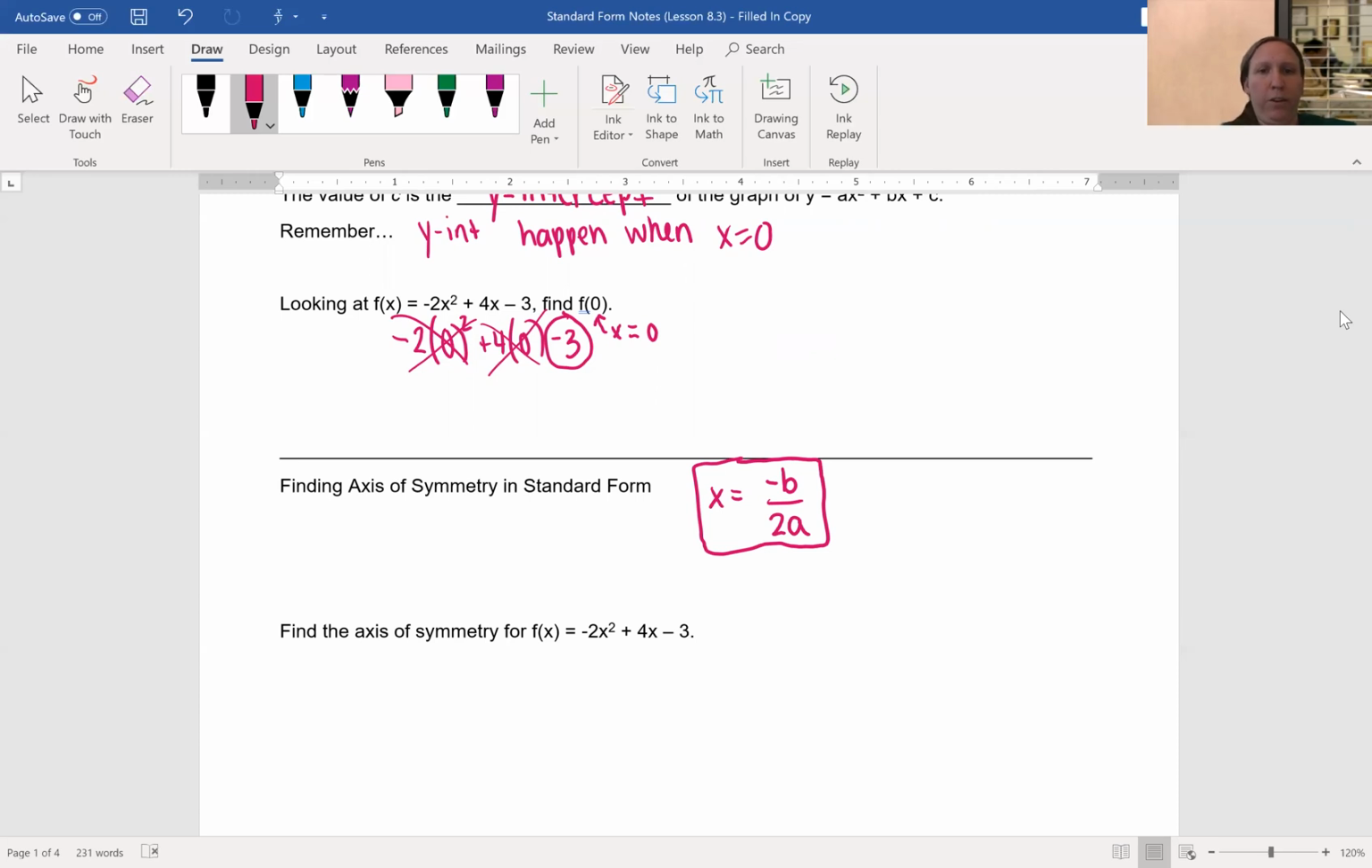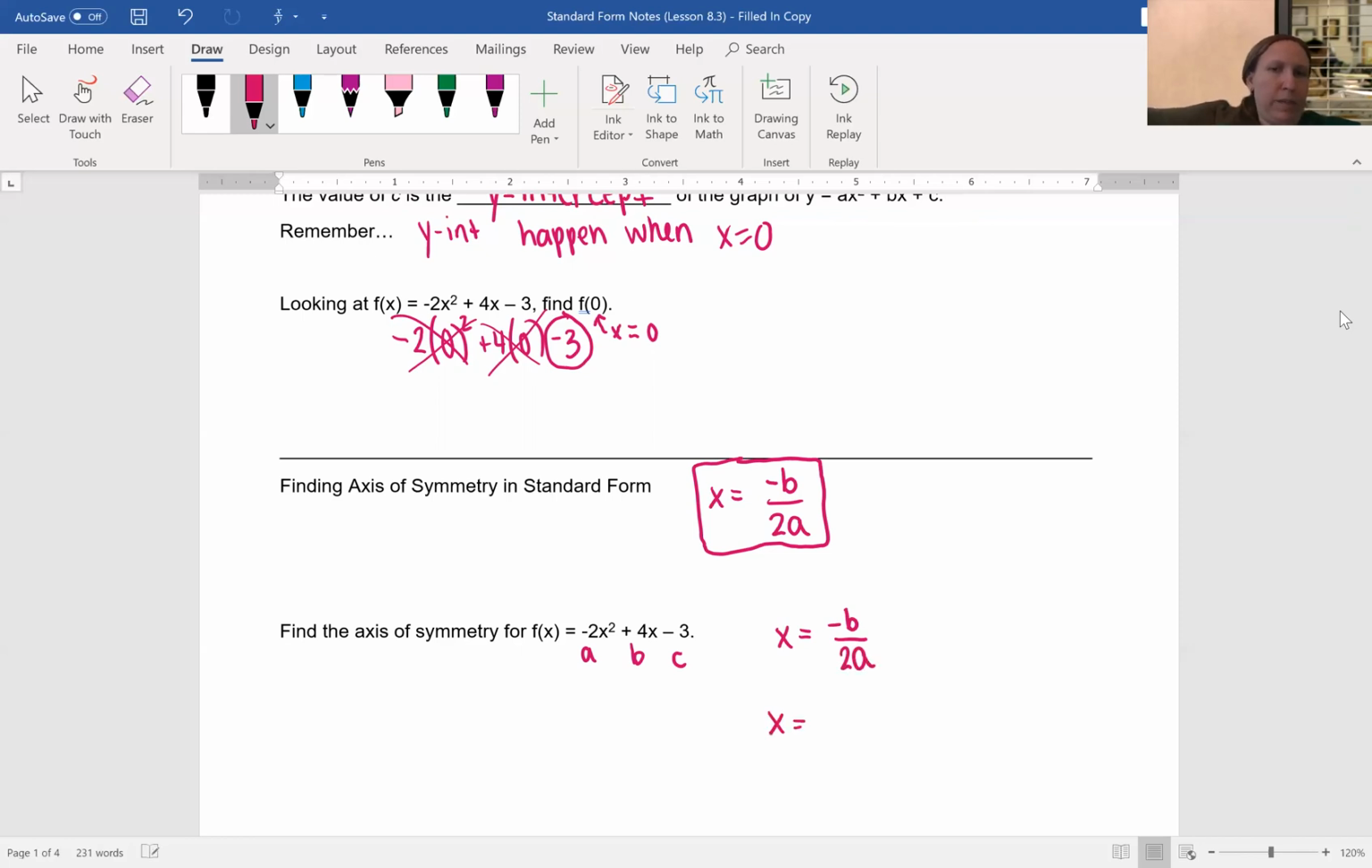So we have an equation. We have f of x, remember, just the same thing as y, that shouldn't throw you off at all, equals negative 2x squared plus 4x minus 3. Okay, and we are going to find the axis of symmetry. So remember, this negative 2 is our a, positive 4 is our b, negative 3 is our c, even though it doesn't matter right now. And we're going to use that x equals negative b over 2a.